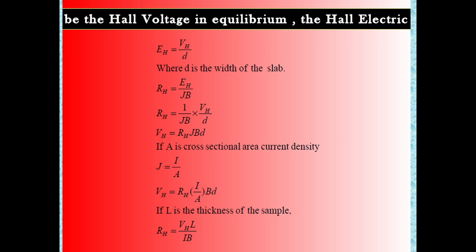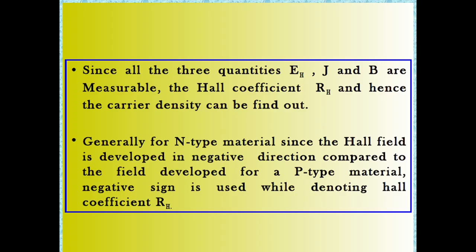EH equal to EH by D, where D is the width of this slab. RH equal to EH by JB, RH equal to 1 by JB into EH by D, EH equal to RH JBD. A is the area of the cross section, that is cross section area. Current density, J is equal to I by A, so EH equal to RH I by A BD. L is the thickness of the sample, therefore RH equal to VH L by IB.